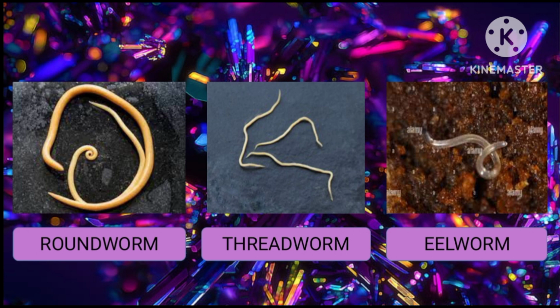The sexes of the roundworm can be identified by the male having a spiral at the end of their body while the female does not have it. Also, the male has a small body size while the female is bigger.